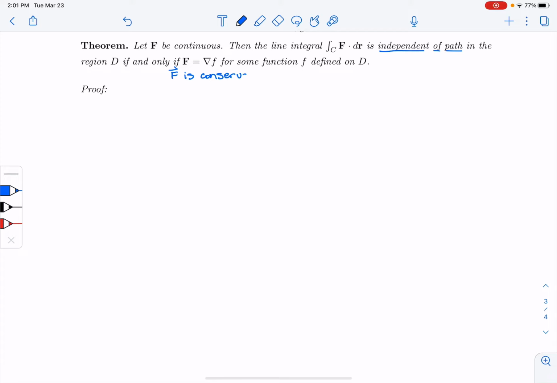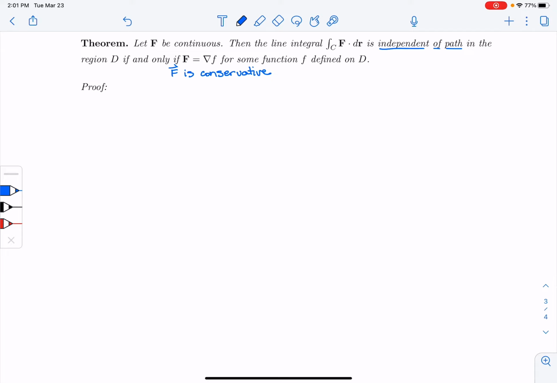So that very first example we did in the last video, you can go back and check, that vector field xy is conservative. And so that is why that line integral was independent of path. Okay, so what I want to show essentially is that path independence of line integrals is equivalent to our vector field being conservative in that region D.